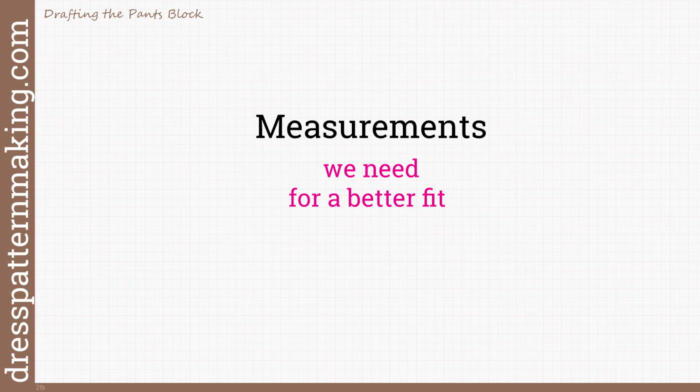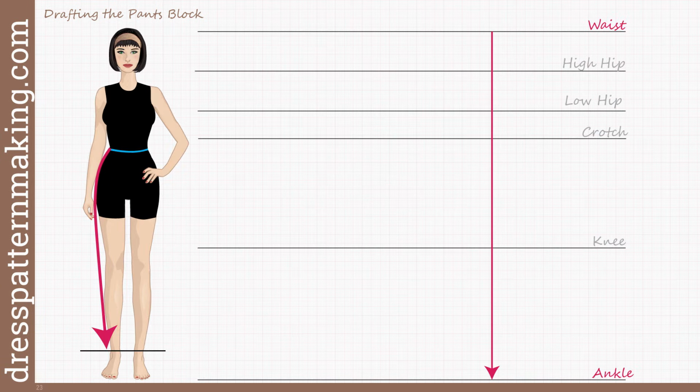So now we'll go through the measurements we need in a bit of detail, particularly to talk about how to take them and some exceptions for different body shapes. Firstly, waist to ankle. Measure your waist to ankle down the side of your body, not the centre front or the centre back. Make sure that when you're taking your measurements, you tie a piece of elastic around your waist so that you are always measuring from the same spot for the vertical measurements.